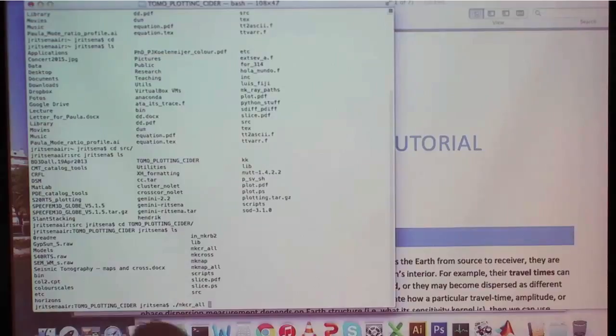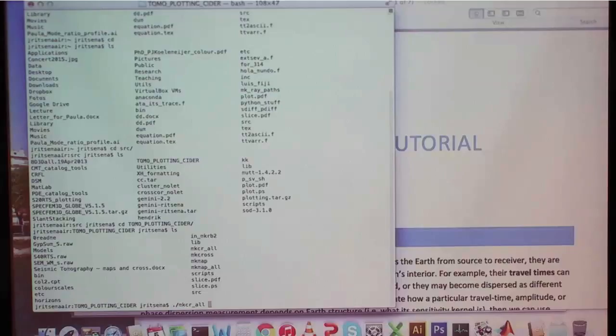So let me just run the script, and you get the idea of what you can do with it. Just type in what I type in. The way you run it, you type in the script name, mkcr_all. If you do the dot slash, I always do that because it explicitly says you're running it in the current directory. Yeah, you need the dot slash. That's better. And then you give it a location.